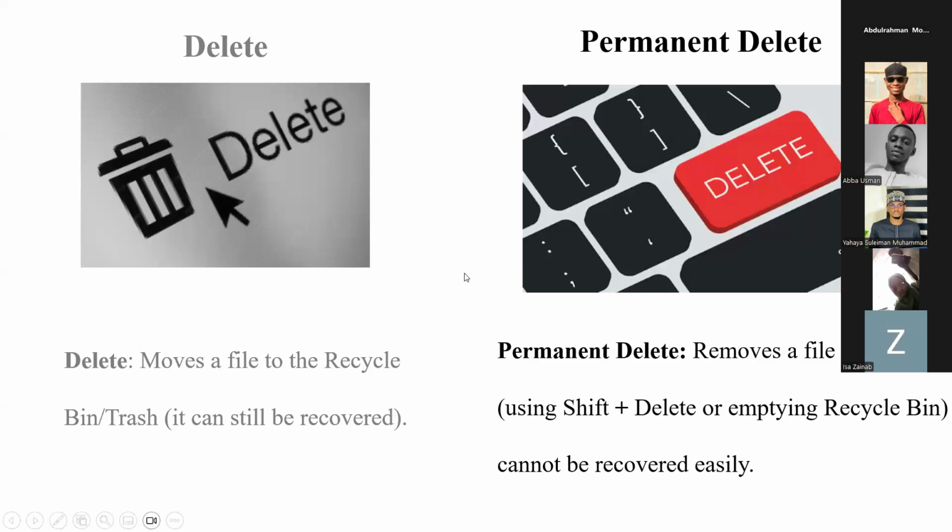Okay, permanent delete, it removes a file completely and it cannot be recovered. So you can permanently delete a file or a document using shift plus delete. We are going to have a practical view of how to do that. But just take note of the process. You are going to press shift and then delete.